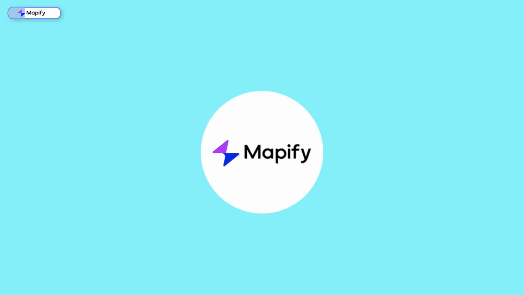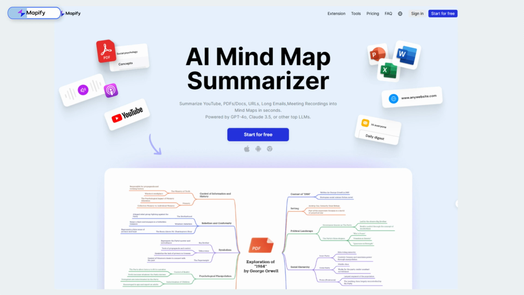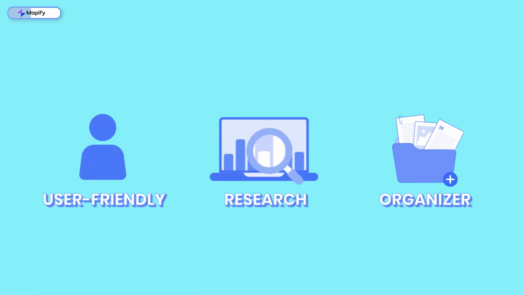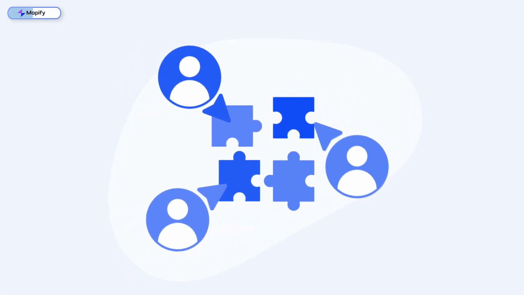Like any tool, Mapify has its strengths and weaknesses. The biggest advantage is how much time it saves. Instead of spending hours manually building a mind map, the AI does it for you in seconds. It's user-friendly, great for research, and makes organizing information so much easier. And if you're working with a team, the real-time collaboration is a huge bonus.